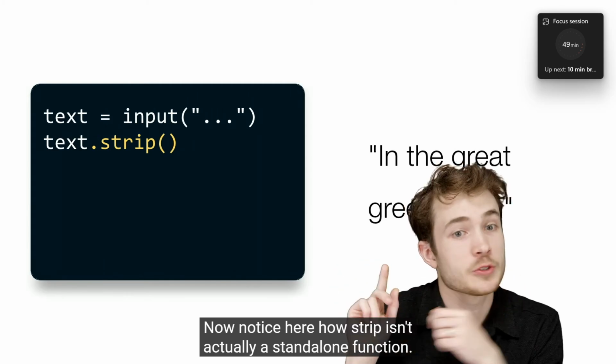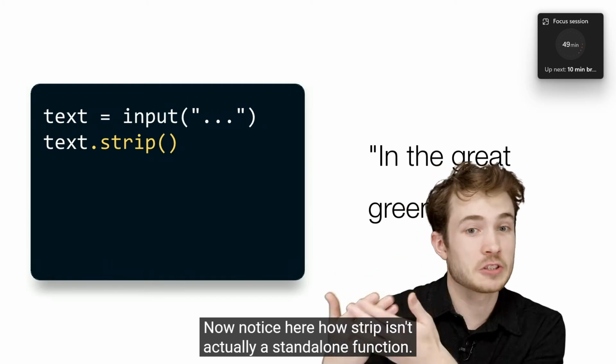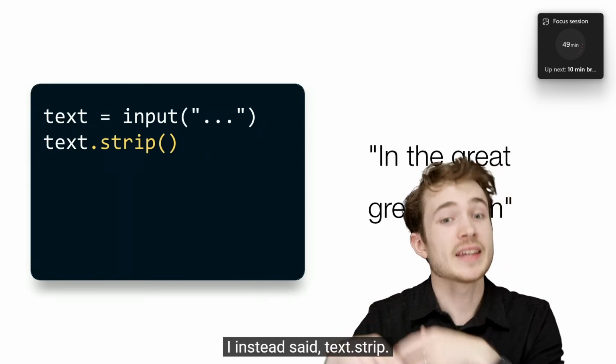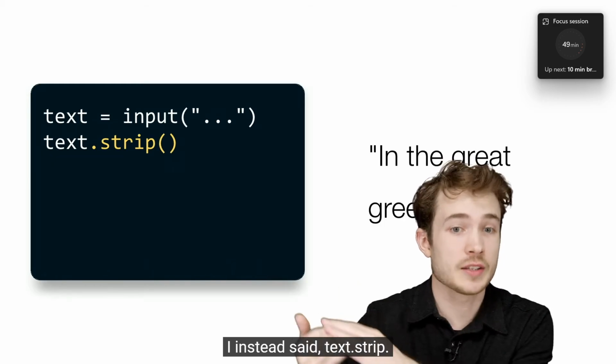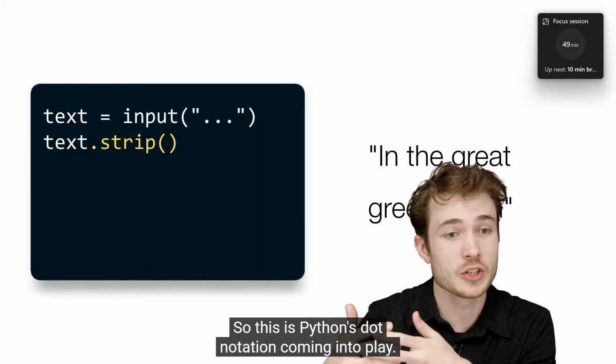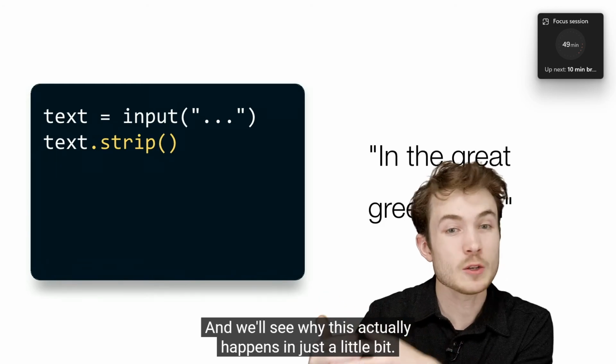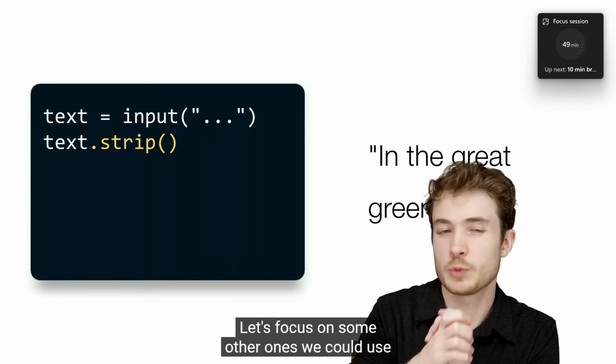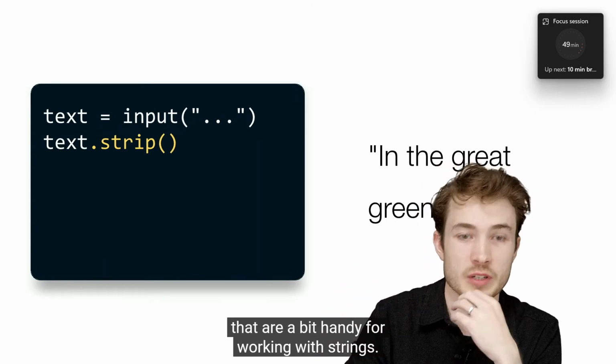Now notice here how strip isn't actually a standalone function. I didn't say strip and then give the input as text. I instead said text.strip. So this is Python's dot notation coming into play, and we'll see why this actually happens in just a little bit. Let's focus on some other ones we could use that are a little bit handy for working with strings.